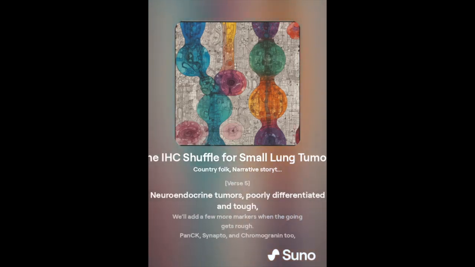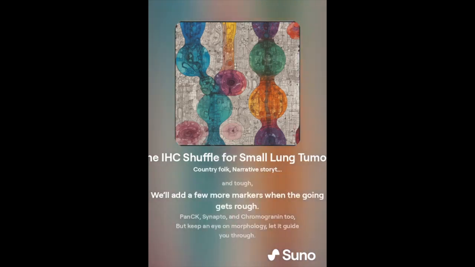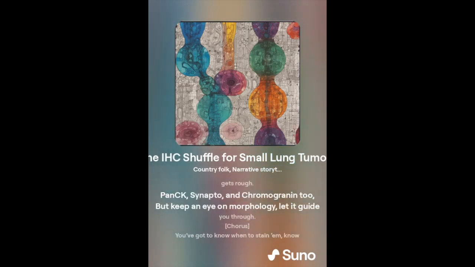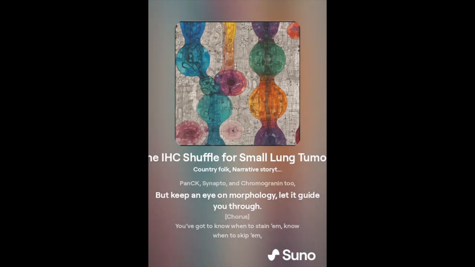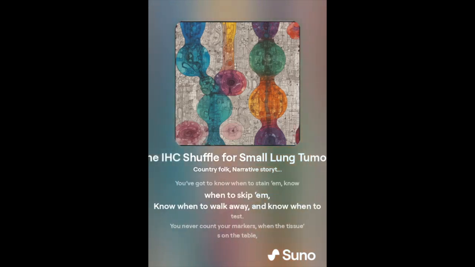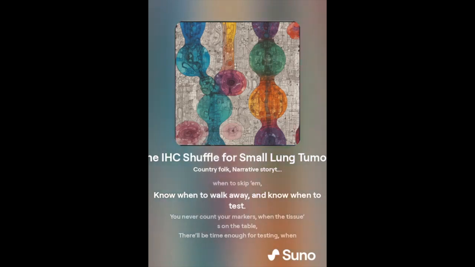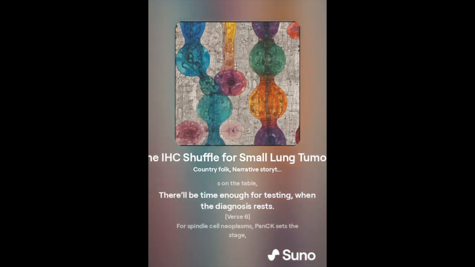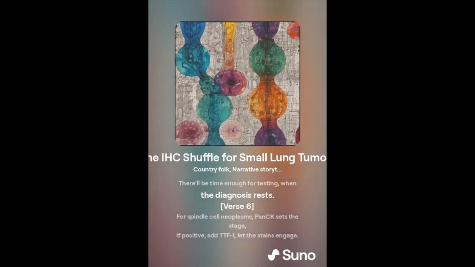Neuroendocrine tumors, poorly differentiated and tough. We'll add a few more markers when the going gets rough. Synaptophysin and chromogranin too. But keep an eye on morphology, let it guide you through. You've got to know when to stain them, know when to skip them, know when to walk away, and know when to test.